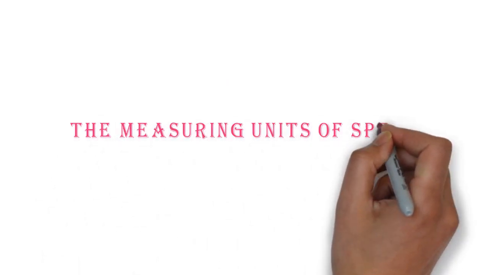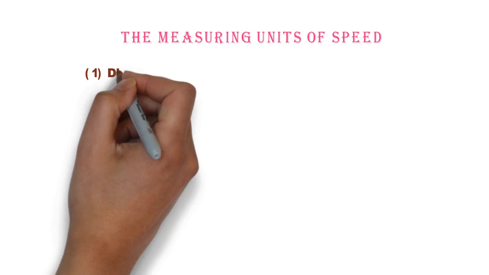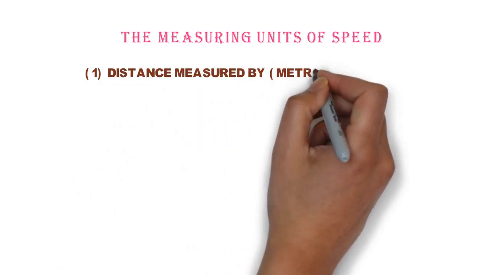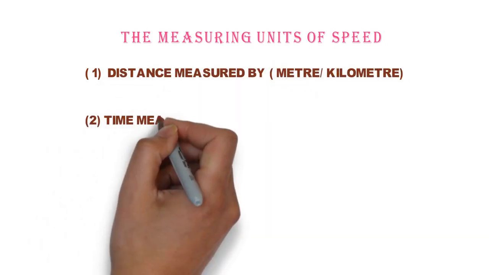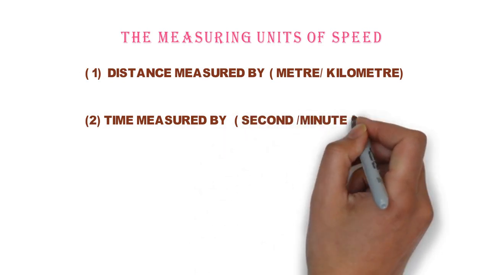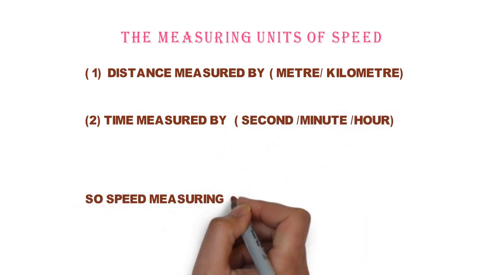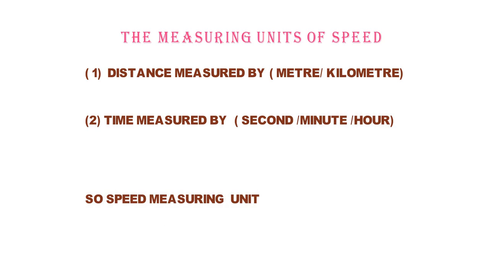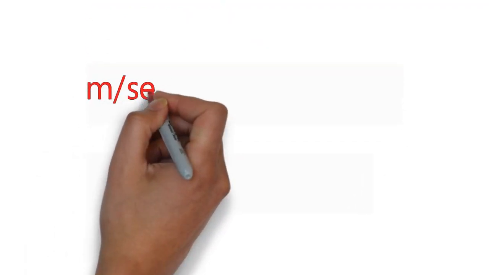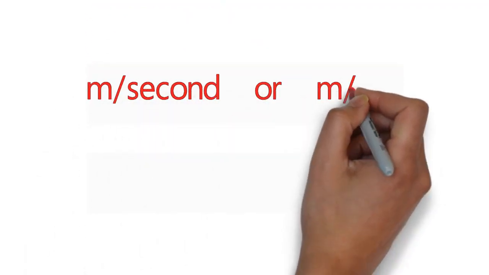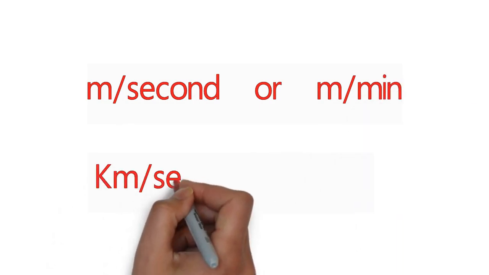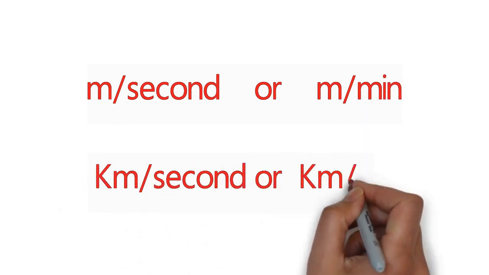The measuring units of speed. For example, distance is measured by meter or kilometer and the time is measured by second, minute, or hour. So the speed measuring unit can be meter per second or meter per minute, kilometer per second or kilometer per hour.